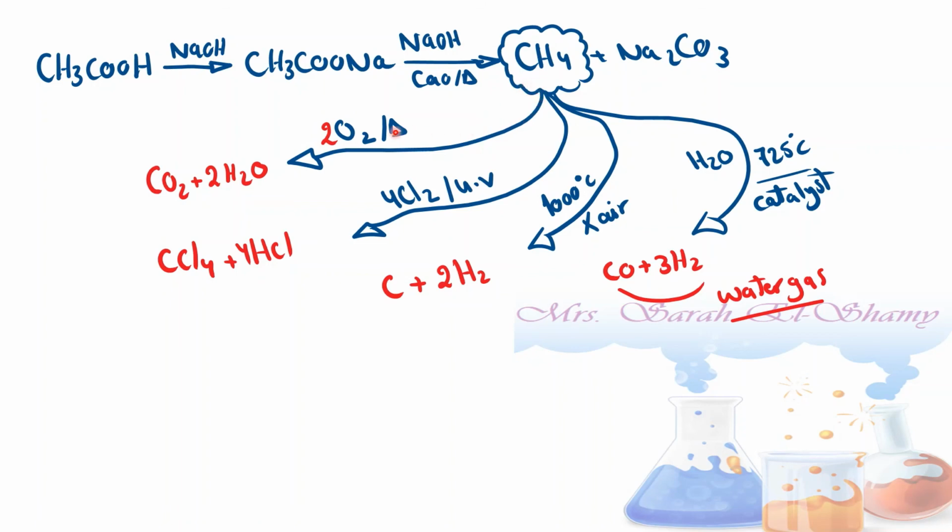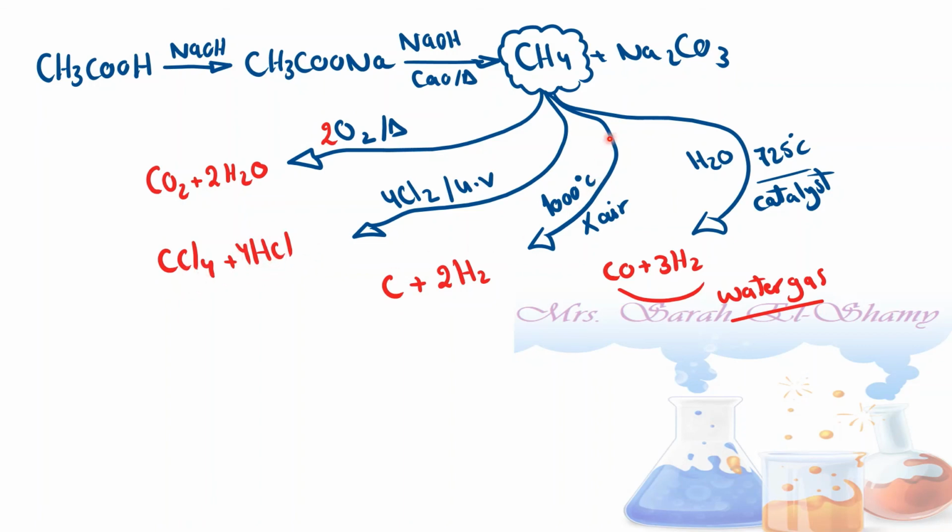Okay, methane can undergo different types of reaction. The first type is the burning or combustion reaction in the presence of oxygen and heat, which results in carbon dioxide and water vapor. Substitution reaction, which occurs in the presence of ultraviolet rays, reacts with chlorine or any halogen. Okay, to give us what? To give us alkyl halide or carbon tetrachloride plus HCl.